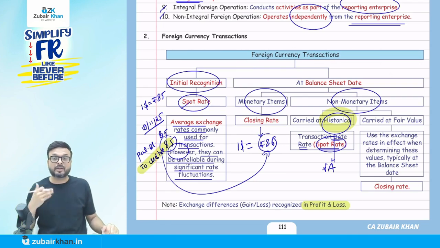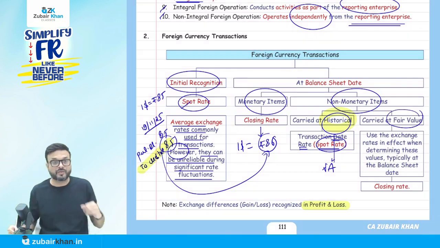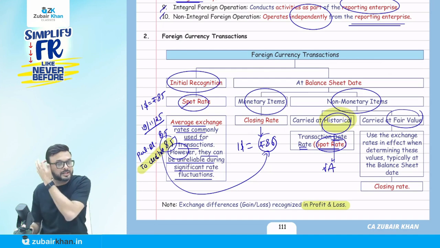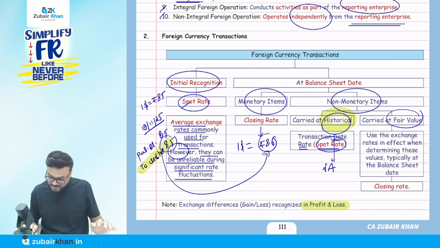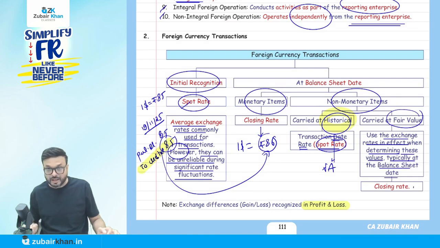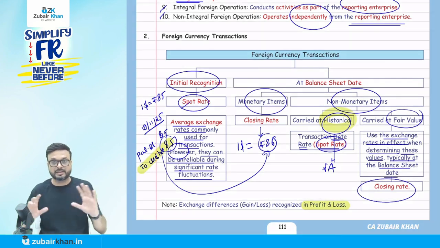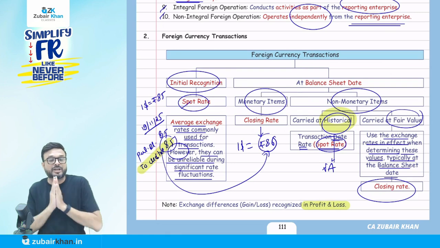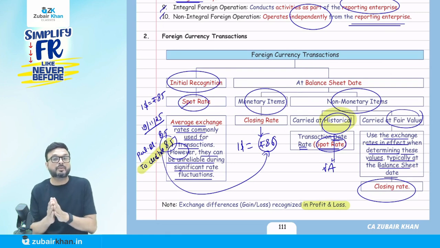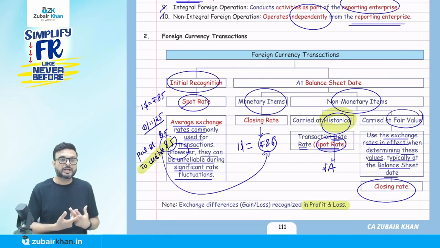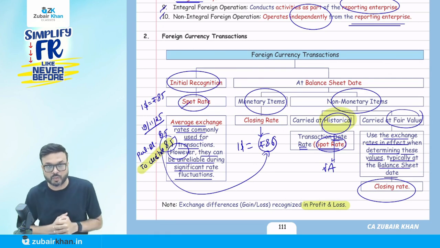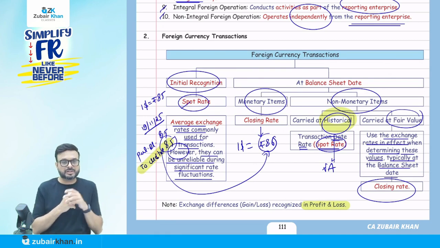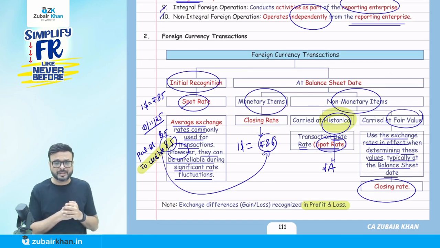But it may happen that the non-monetary item I'm recording at fair value. Let me give you an example. What is happening in case of fair value? They say use the exchange rate at which the value is determined, typically at the balance sheet date, so use the closing rate. Now, what does it mean? Listen carefully. On the balance sheet date, if a non-monetary item is recorded at fair value, for example, we purchased shares of Tesla company, which is in the US.